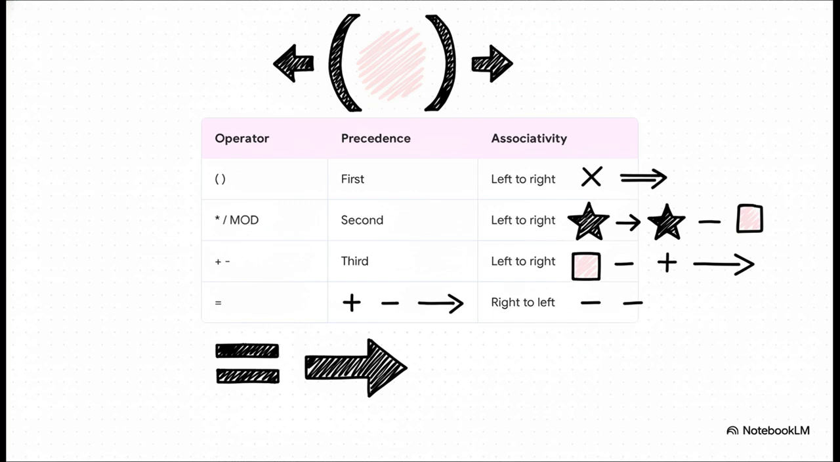This is absolute law for the computer. Parentheses rule everything. They are always evaluated first, from the innermost pair to the outermost, reading left to right. Then evaluated second is our multiplication, division, and modulus group, also processed left to right. Third in line are addition and subtraction, left to right again. But look at the very bottom of that table. The equal sign, which we call the assignment operator, is evaluated dead last. And, completely uniquely, it is evaluated from right to left.